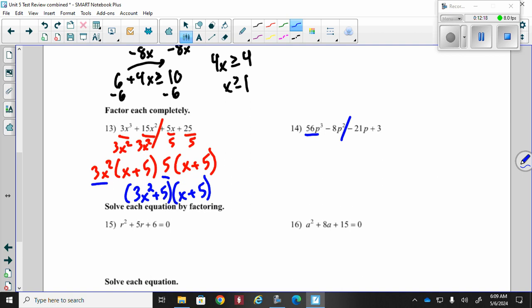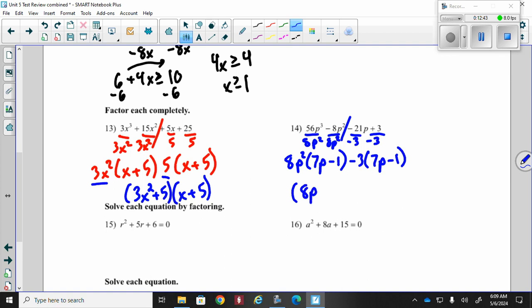I'm going to factor out an 8p squared. Remember, always factor out the greatest common factor. So 8p squared times, let's see, 7p minus 1. Now, the greatest common factor between 21 and 3 is 3. However, see how this 21 is negative? We have to factor out a -3. You should know that. So 7p minus 1, our two parentheses match, so let's drop one in for our answer: 8p squared minus 3, 7p minus 1.